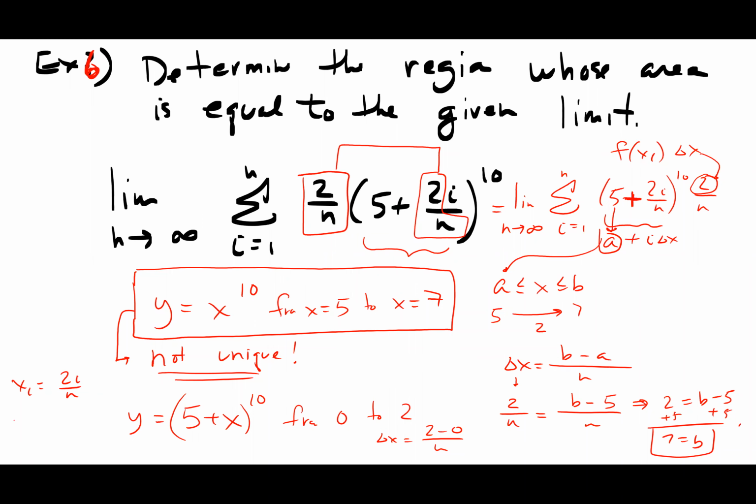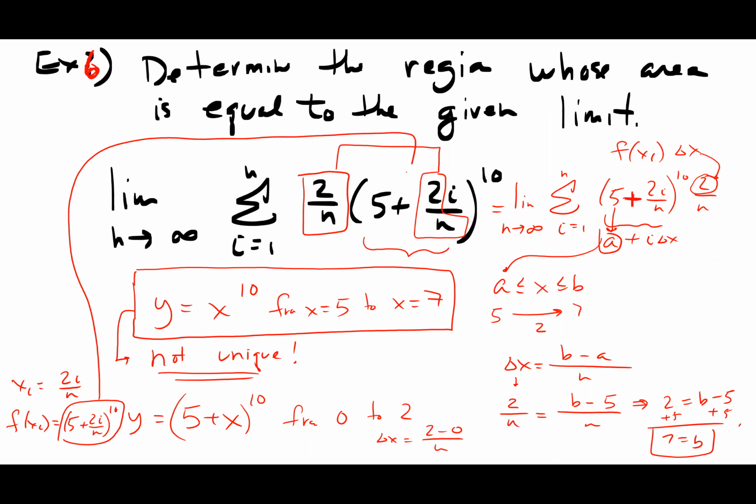And as we plug it into the function, it would have been 5 plus 2i over n, and then we just take it to the 10th. So notice these guys are still exactly the same. Oh, sorry, real quick, not that one. This value is the same as that value there. So these are not unique; it could have been a different function, just depending on what you want to add into the function to make that true. Okay, that was just an extra aside.